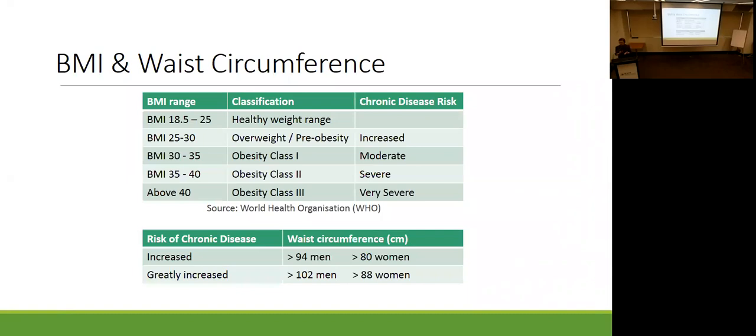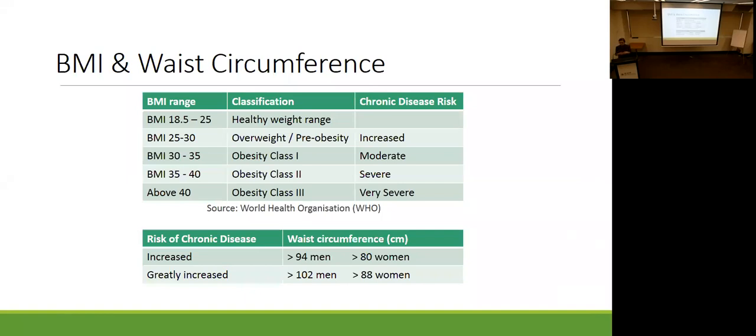And also one thing to keep in mind with BMI is that it is limited in terms of its usefulness because it doesn't differentiate between muscle mass and fat mass. So you may have a BMI of 32 in an elite athlete who's all muscle. You wouldn't necessarily put him into the obesity class 1 category. So keep in mind the limitations of BMI.